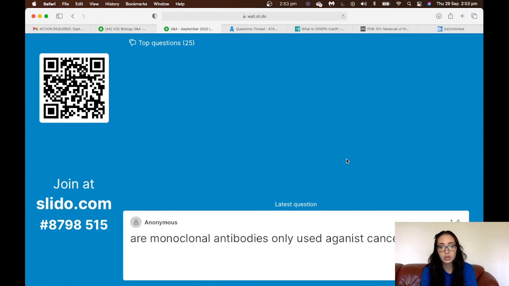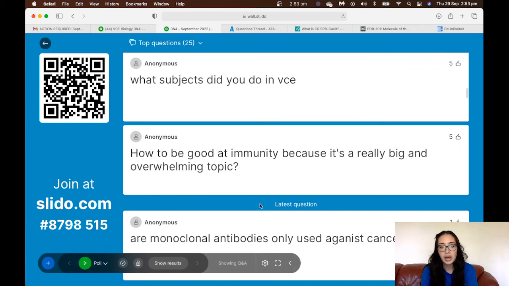Allopatric speciation. Oh my god, there are like 60 questions. Monoclonal antibodies are not only used against cancer cells. They may be used for other things too, but they typically are used against cancer cells.